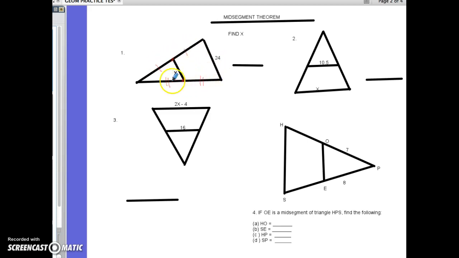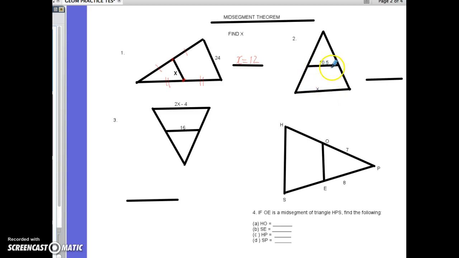These two sides are the sides where the endpoints go through these two sides, and the mid segment itself is 1/2 of the third side. So if the third side is 24, then the mid segment itself, x, must be 1/2 of 24. I think I said 34 there. 24, 1/2 of 24 should be 12. Okay? How about this one?